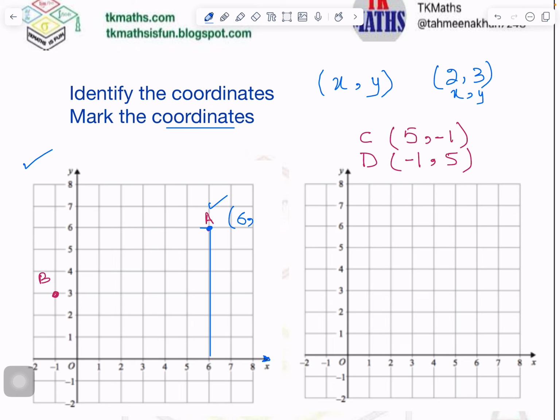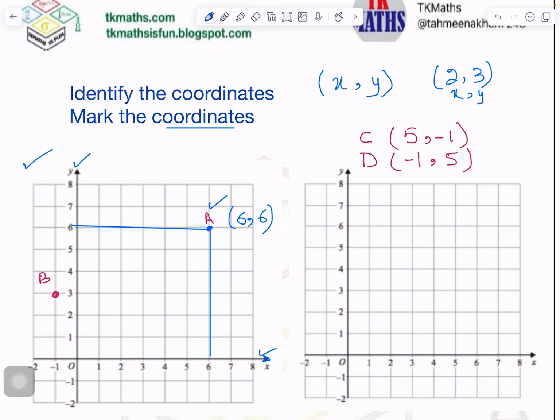Now for the vertical coordinate, y coordinate, I will check on the vertical axis. This is my vertical axis. This is my horizontal axis, right? It is 6. So I can say the point A is 6, 6. This is how you read it.